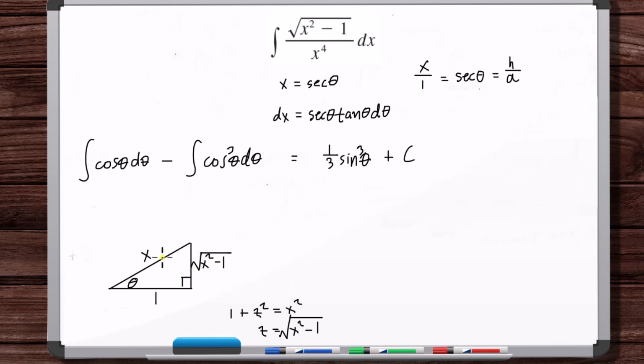Okay, so now what can we do with this? Well, we're trying to substitute here. So what we need is sine theta. Well, what is sine theta? It's opposite over hypotenuse. There we go. So what we have is 1/3 times x squared minus 1 to the 1/2 power, cubed. So that's x squared minus 1 to the 3/2 power over x cubed, plus c. And that's it.